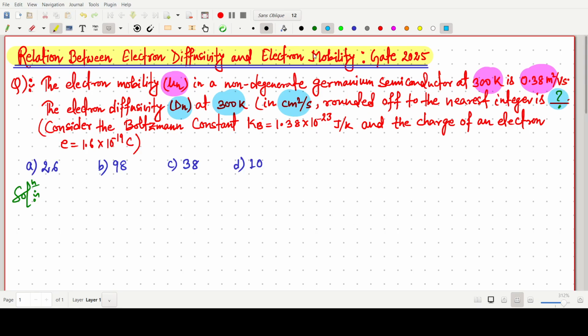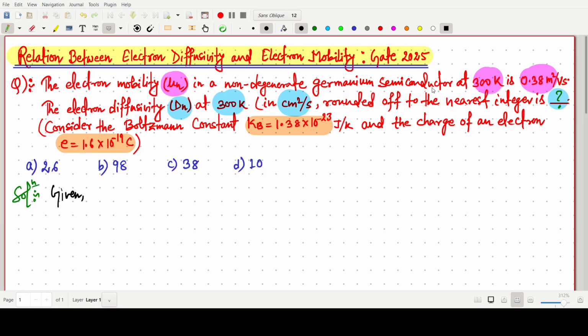The other thing given is the Boltzmann constant Kb, 1.38 into 10 to the minus 23 joule per Kelvin, and the electronic charge. So we have to find Dn. So how to solve this problem? First of all, it is better to start with the basics that are given in the question.